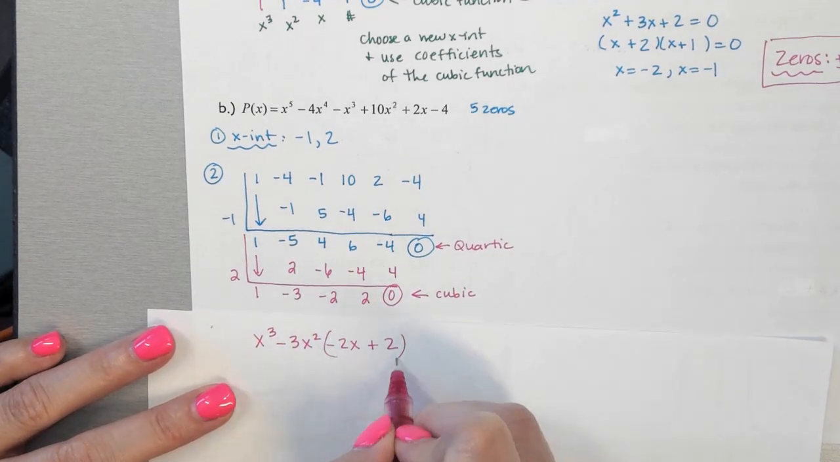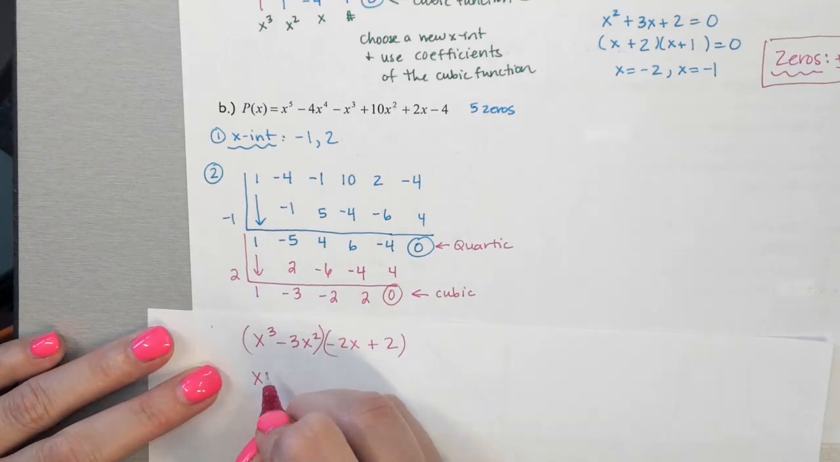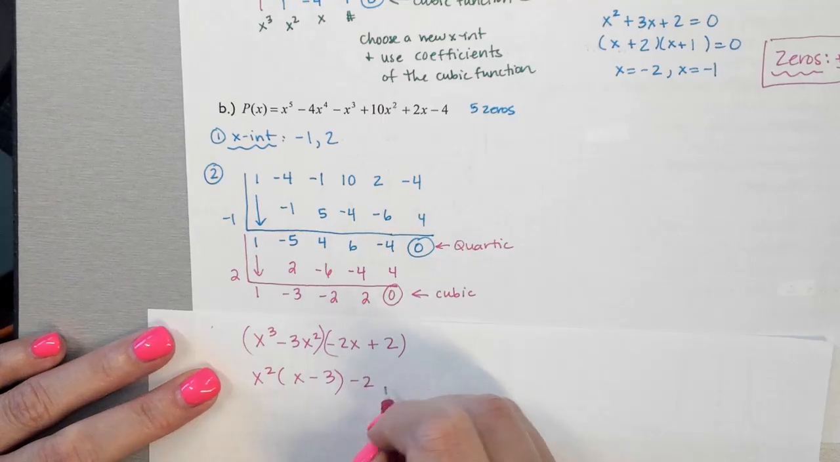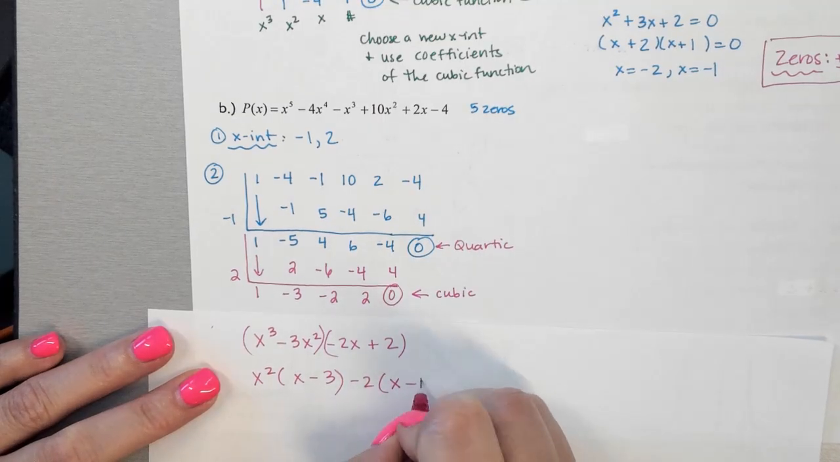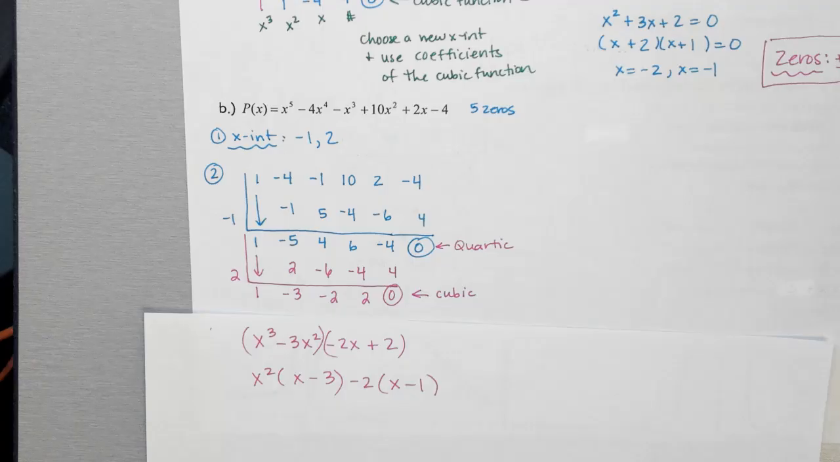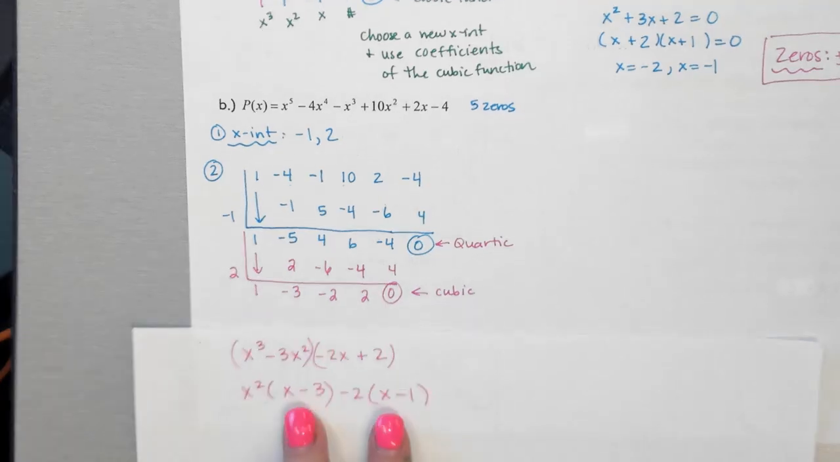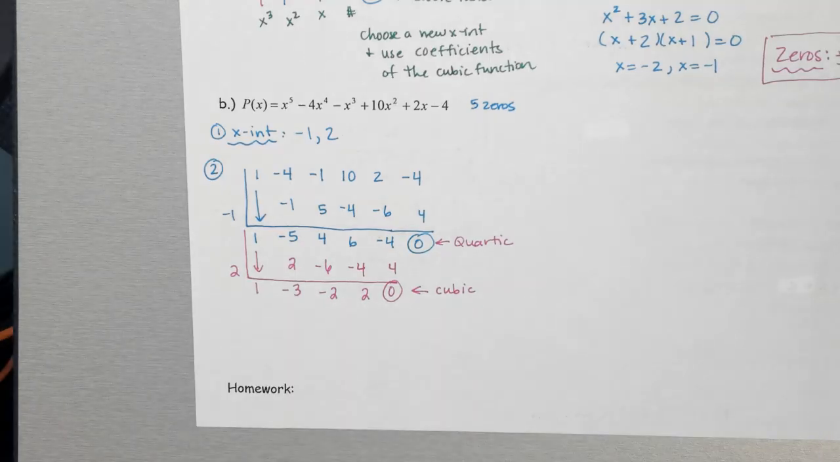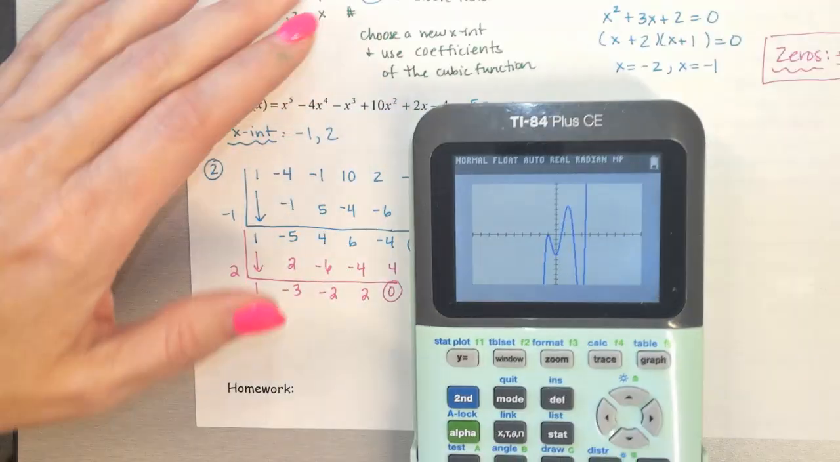So if I factor by grouping, I can take out x squared. Here I can take out -2. Okay, can I factor that by grouping? No, because these have to match, right? Okay, so I have to keep going until I get a quadratic. Okay, there is something special about this graph that we're going to talk about.